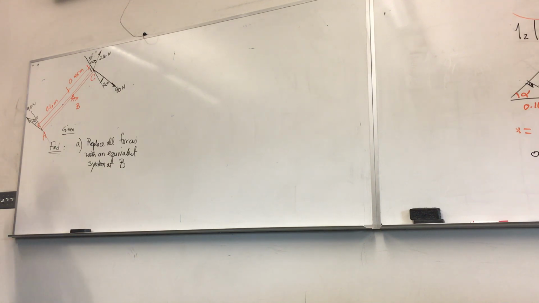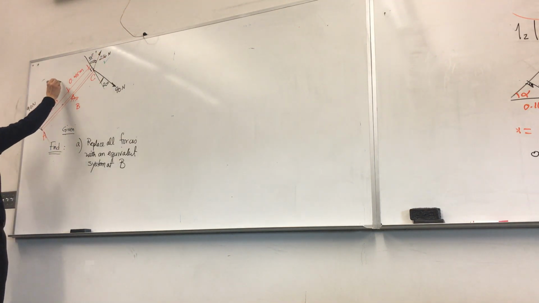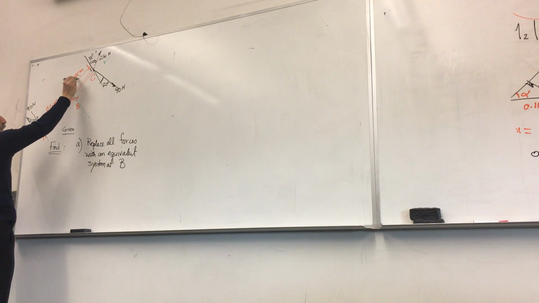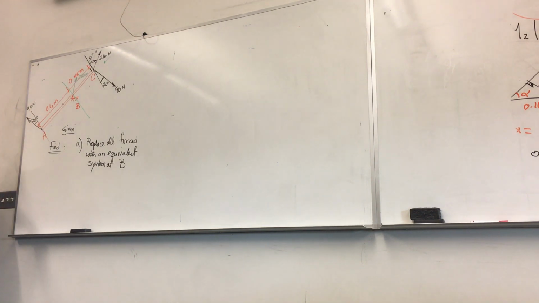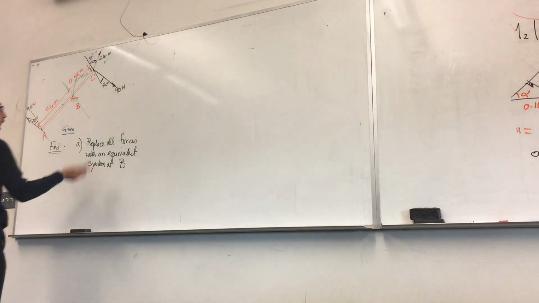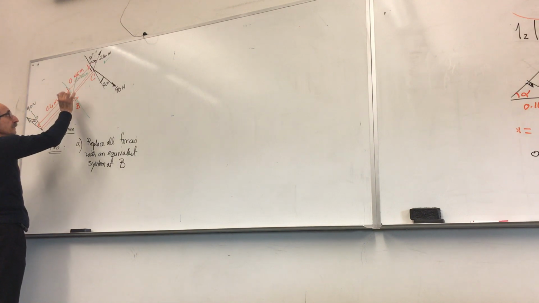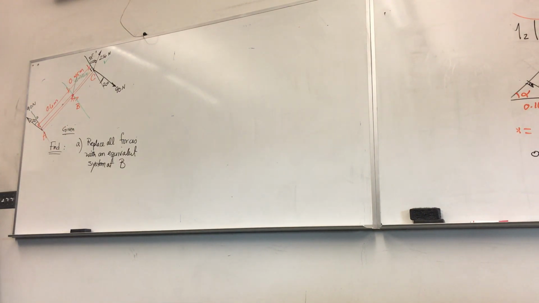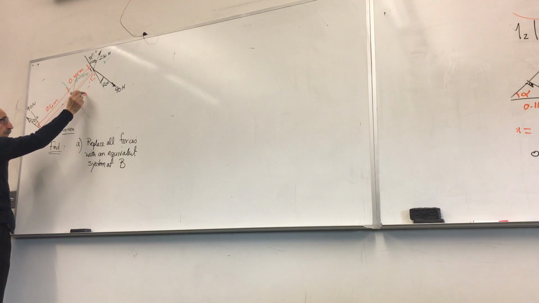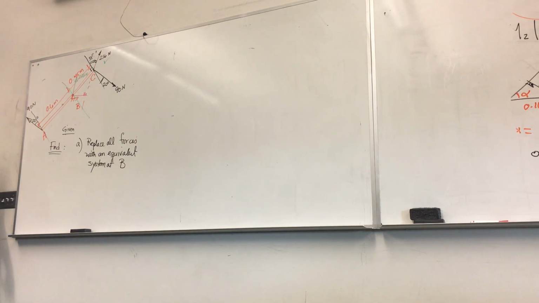So let's start with each force. I'm going to start with this force first. So what I will do, I will just move this force to this point here. But by doing that, what do I need to do? I need to also add a moment, and that moment would be the moment that this force is making about this point B. How do I find that? Since it's a 2D problem, you need to find the vertical distance from here to here and multiply that by that force, right? But you remember, there's an easier way of doing it.